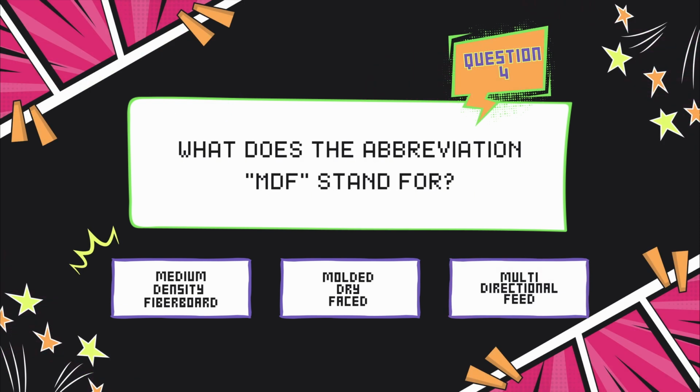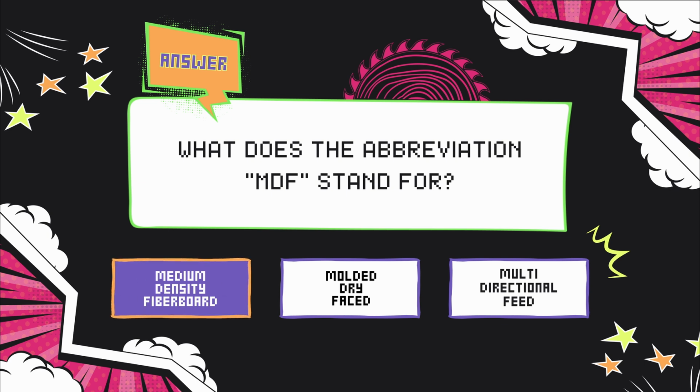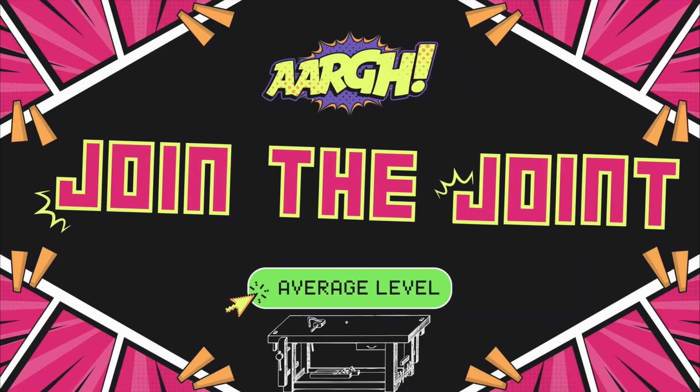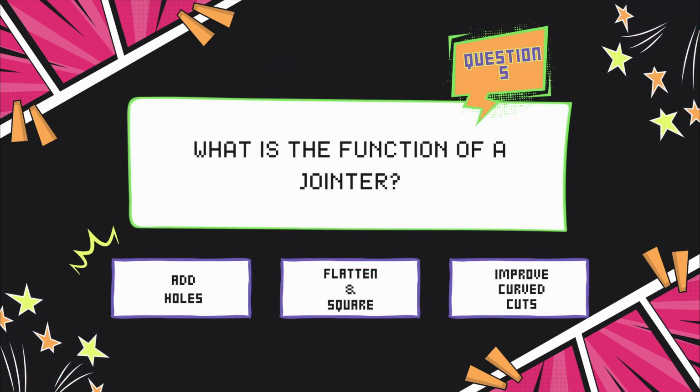What does the abbreviation MDF stand for? If you guessed medium density fiberboard, you're right. Join the joint, average level. What is the function of a jointer? And the answer is to flatten and square.